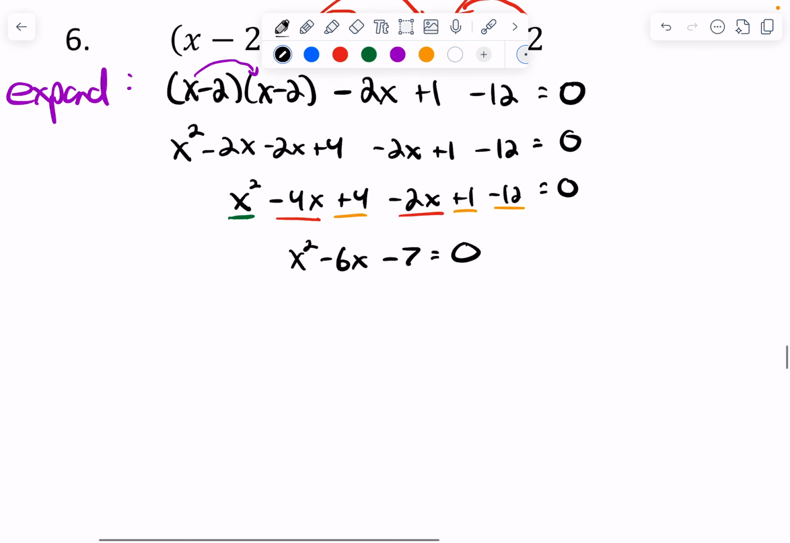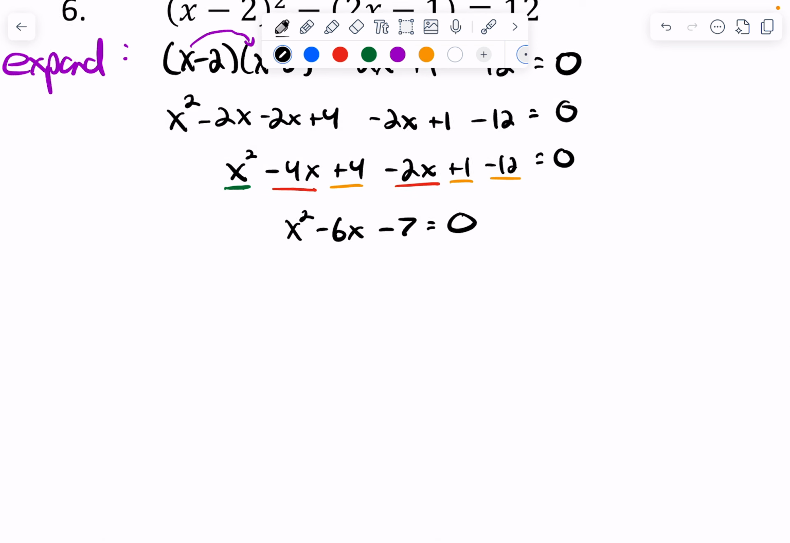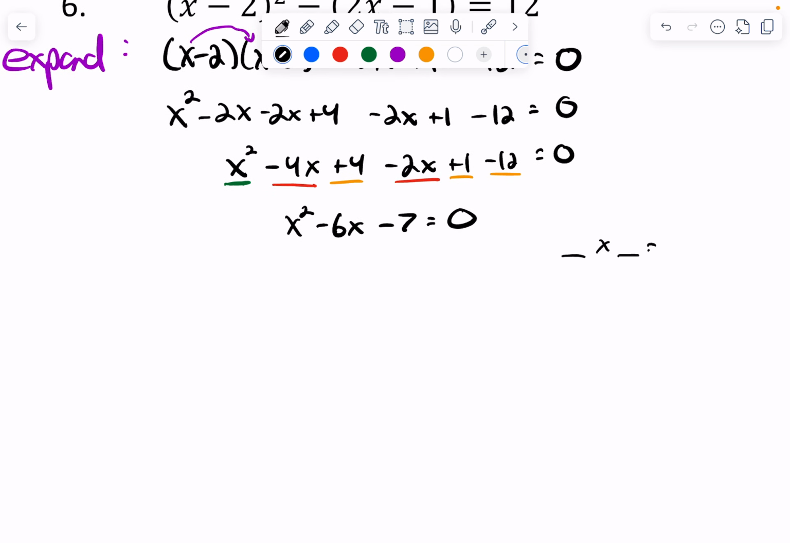So now factor this. Well, this is nice because this is a simple trinomial. Perfect, so we just need 2 numbers that multiply to give you minus 7. Same 2 numbers add up to give you minus 6. Alright, so in that case, this is 7 and minus 1, 7 and minus 1. And those are 2 factors. So this would be (x minus, or plus 7, sorry) and that would be (x minus 1) equals 0.